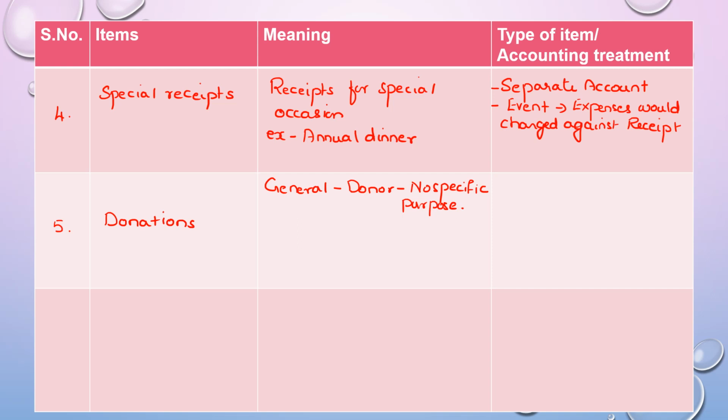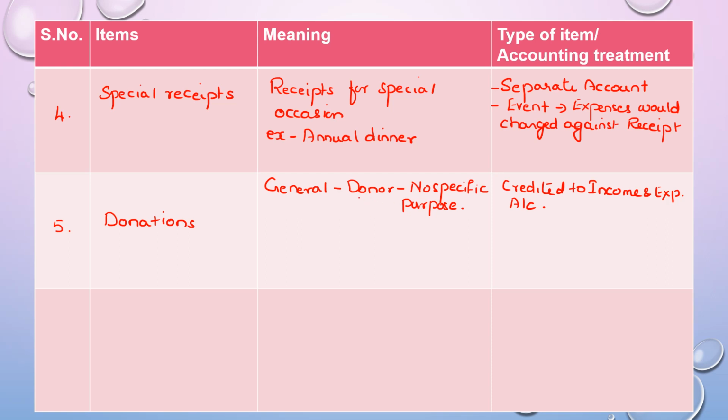Now, unless a specific purpose has been stated when the donor is donating, it will be treated as a general donation. And when it is a general donation, what is the accounting treatment of that amount? It is a normal receipt which can be utilized for the normal operating activities, no specific purpose given, and therefore it would be credited to income and expenditure account. It can be used for any activity of the not-for-profit organization.